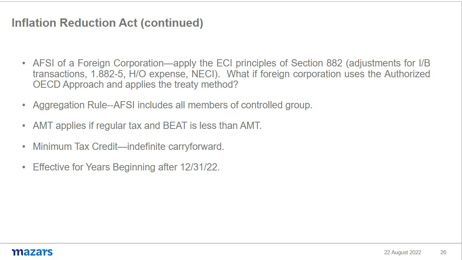In terms of the book minimum tax, there are also aggregation rules, and the adjusted financial statement income includes all members of the control group. And this alternative minimum tax, it applies if the regular tax and the BEAT is less than this alternative minimum tax. And similar to the AMT that we had in the past, there is also a minimum tax credit, and it has an indefinite carry forward. It's important to note that the book minimum tax is effective for years beginning after December 31st, 2022.